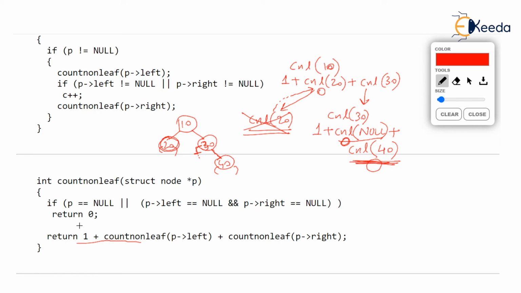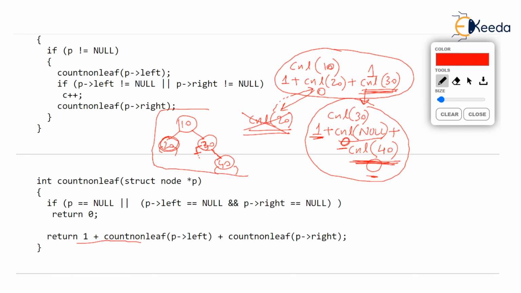Then the count non-leaf 30 function will return 1 plus 0 plus 0. So it will return 1 back at the call. See, 30 now knows that towards its left and right, there are no non-leaves. In fact, 30 itself is a non-leaf. So now the function count non-leaf 10 returns 1 plus 0 plus 1. So the function count non-leaf 10 returns 2. And genuinely there are 2 non-leaves in this tree.